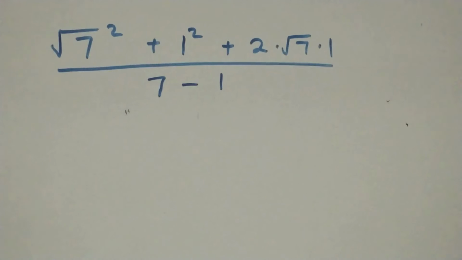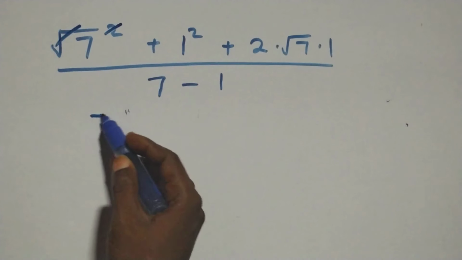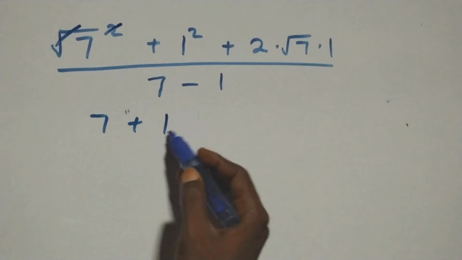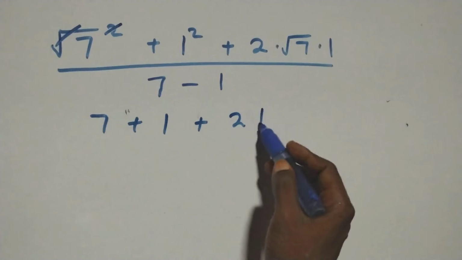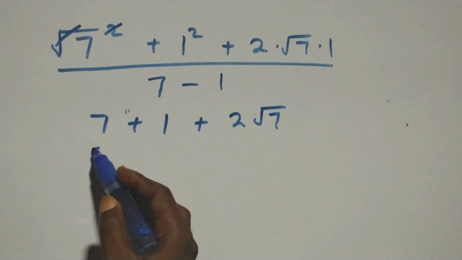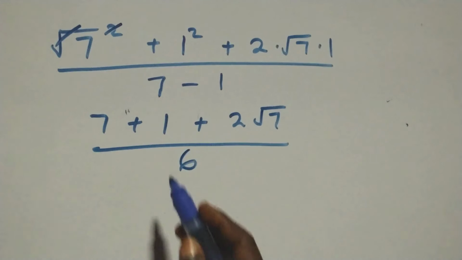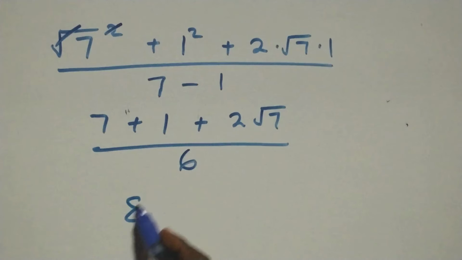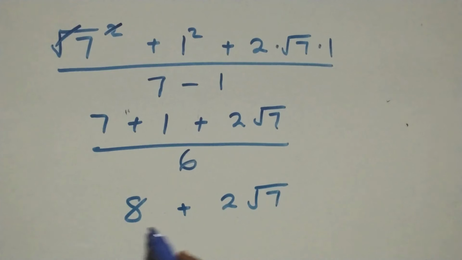Then, here also we have root 7 squared, square and square root cancel, that's 7, plus 1 squared, 1, and plus 2 times root 7 times 1, that's 2 root 7. Then over 7 minus 1, 6. That is, here 7 plus 1, we have 8 plus 2 root 7 over 6.